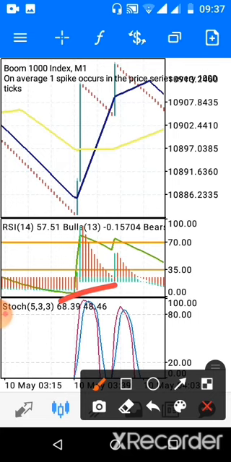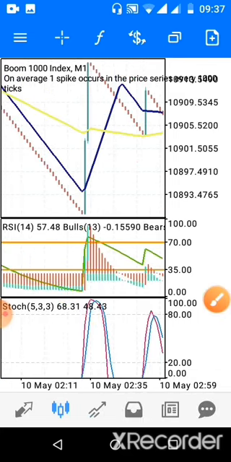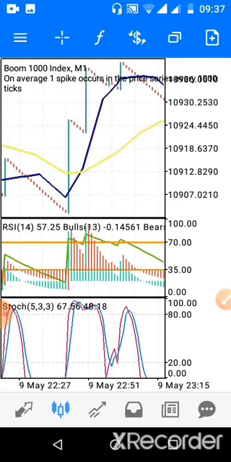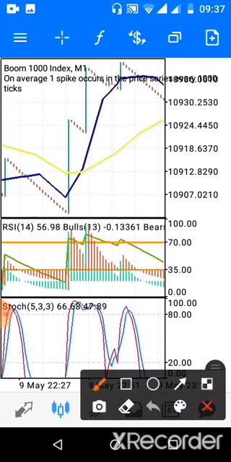Let's check for some more opportunities. So we are trading on the 5 and on the 1 minute time frame for this one. Now look at what happened here. The market spiked multiple times because this is a very effective and powerful strategy for catching spikes.